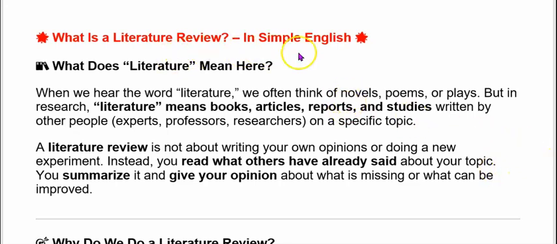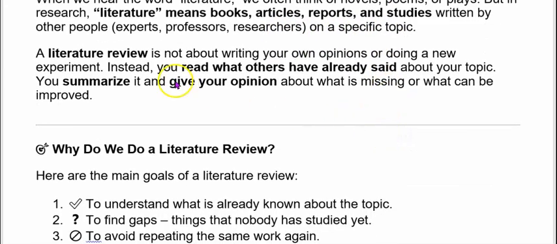What is a literature review? What does literature mean? When we hear the word literature, we often think of novels, poems, or plays. But in research, literature means books, articles, reports, and studies written by other people, experts, professors, researchers on a specific topic. A literature review is not about writing your own opinions or doing a new experiment. Instead, you read what others have already said about your topic. You summarize it and give your opinion about what is missing or what can be improved.